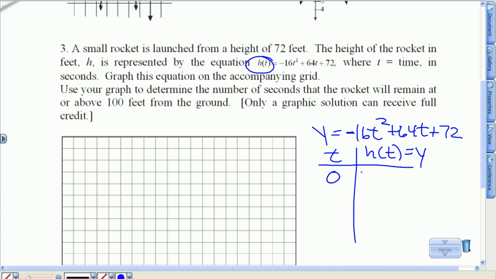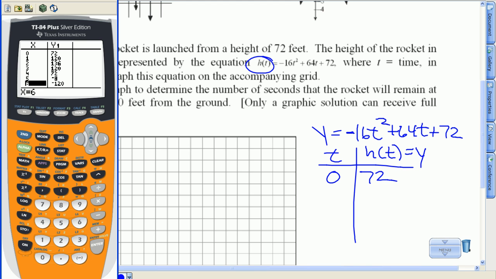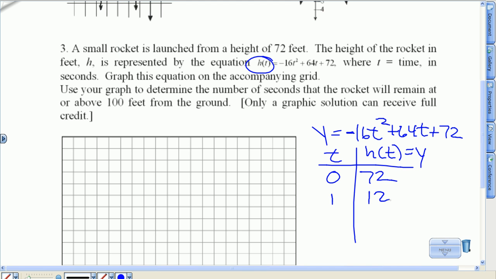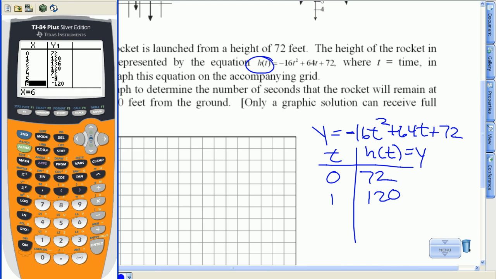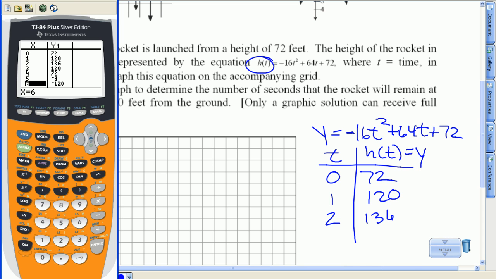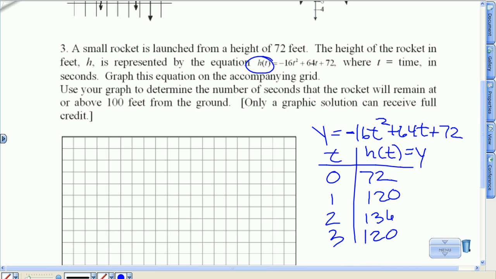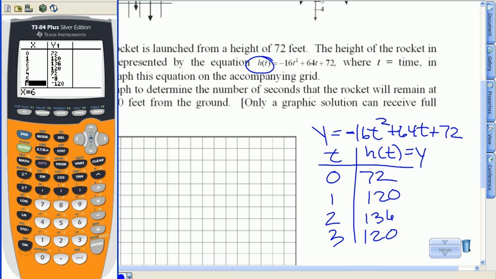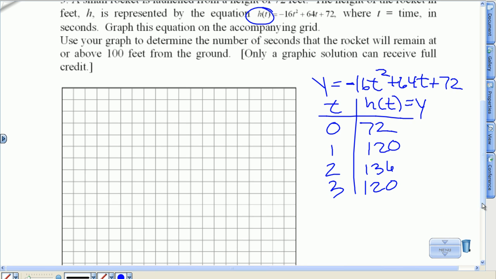So we got 0, 72; 1, 120; 2, 136; 3, 120; 4, 72; and then 5, negative 8. Obviously, I can't go below the ground, so I can't go down to negative 8 there like that, but at least it will give me the ability to figure out where it does in fact hit the Earth.